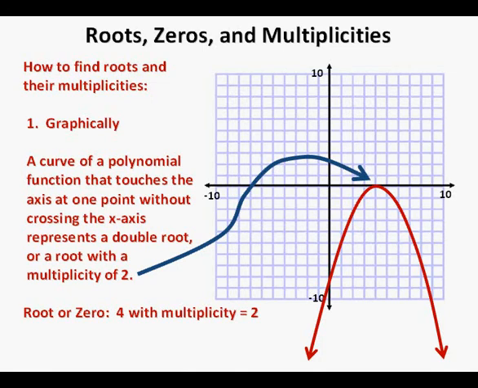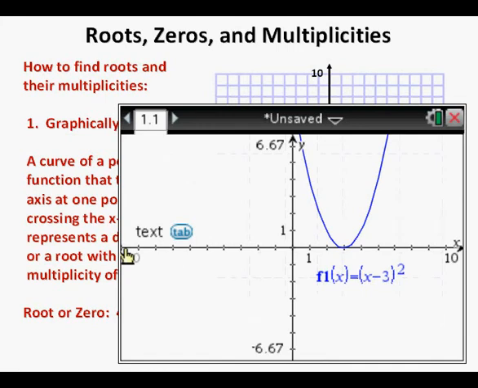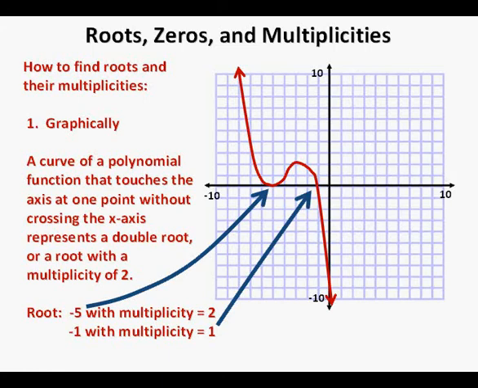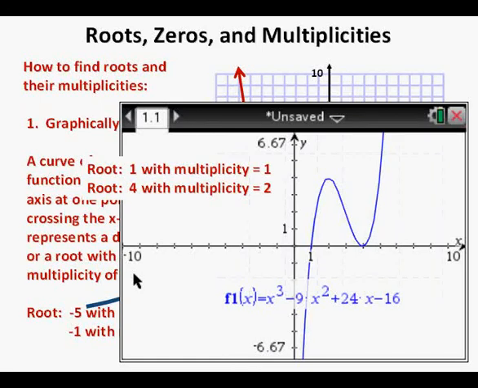Here's the graph of another function with a double root or multiplicity of 2 graphed in our graphing calculator. This is a double root at x equals 3. Here's a cubic function or function of degree 3 with a double root. We have a root of multiplicity 2 at about x equals -5 and a root with multiplicity 1 at x equals -1. In this calculator graphed function, we have a 0 at 1 with a multiplicity of 1 and a root or 0 at 4 with a multiplicity of 2.